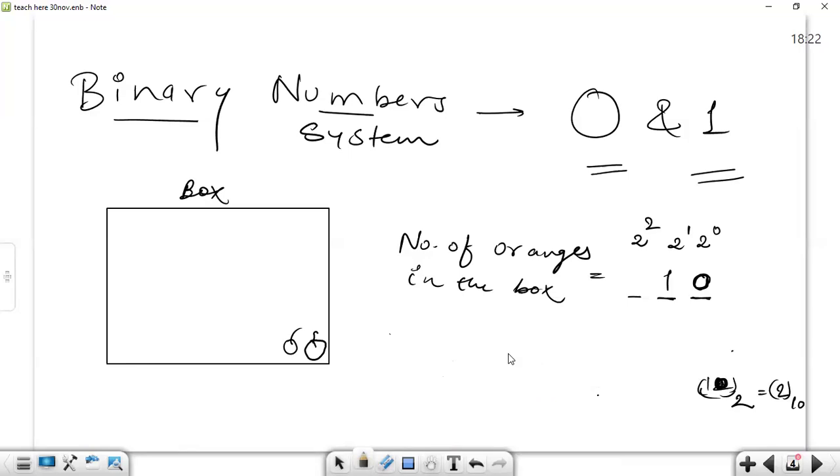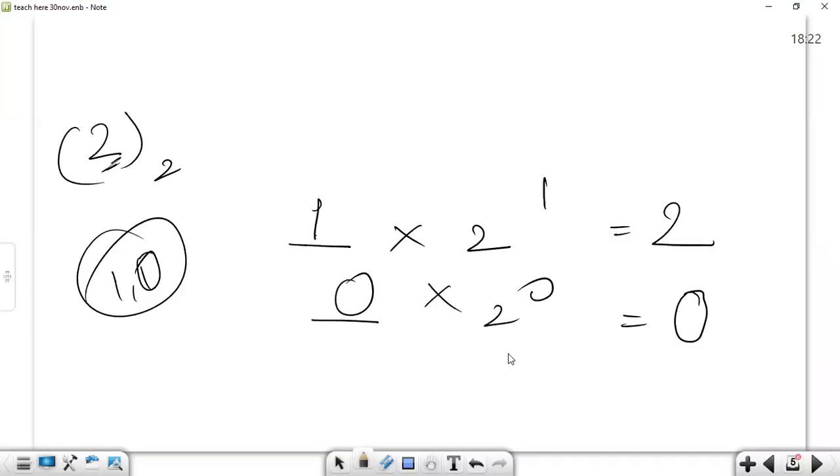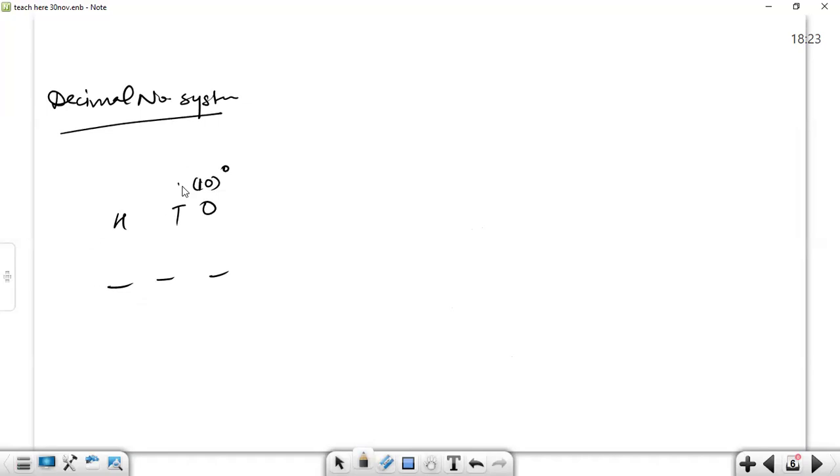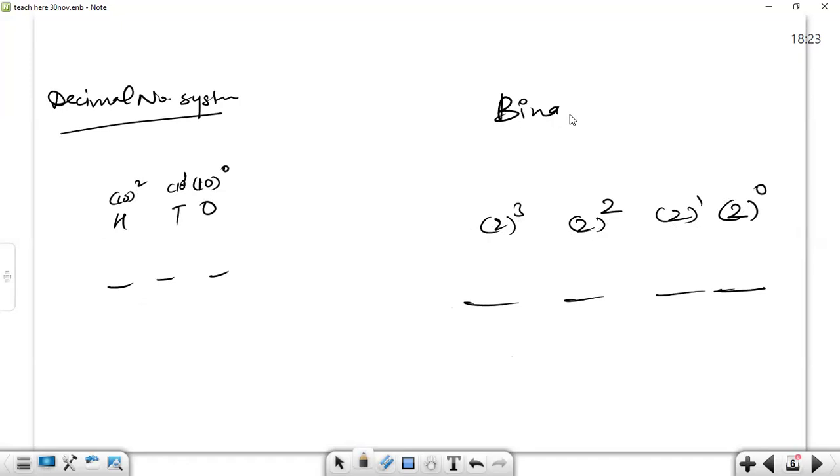So my point is that in decimal number system, when we write place values, ones, tens, hundreds, the base is 10 and the power is increasing. And it is the same for binary numbers also. The power is increasing, but the base right now is 2. So this is the concept of binary number system.